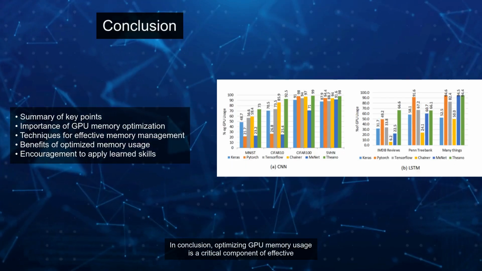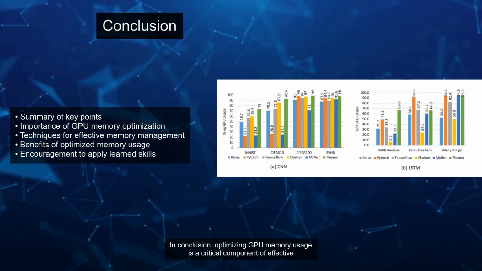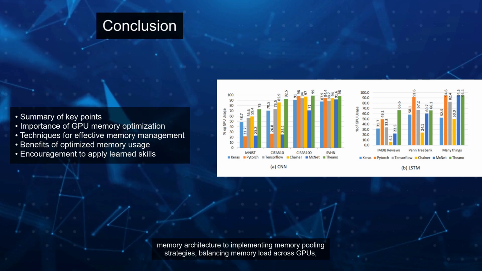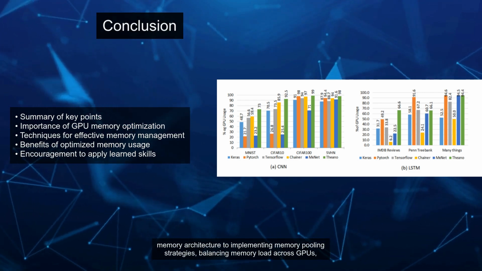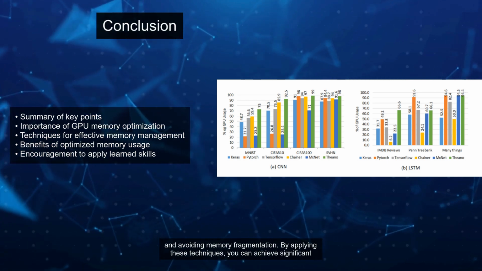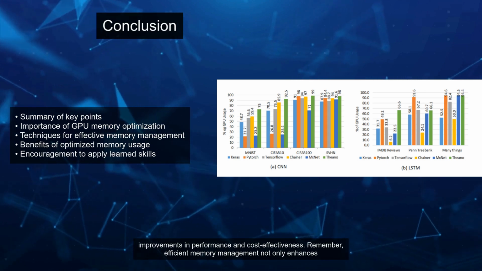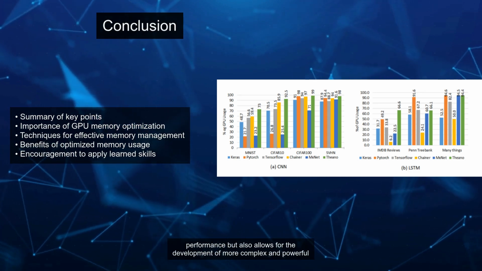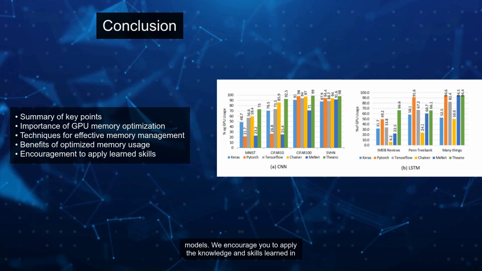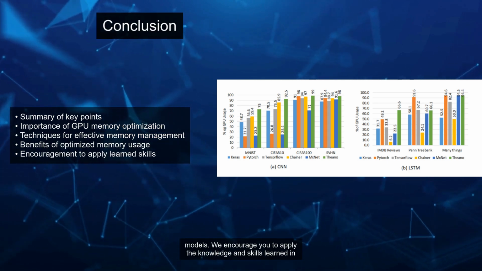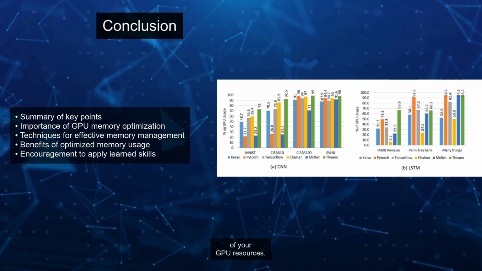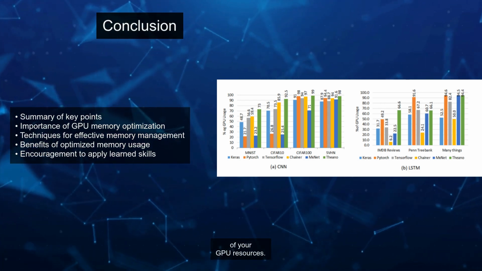In conclusion, optimizing GPU memory usage is a critical component of effective machine learning applications. We've covered a range of topics, from understanding GPU memory architecture to implementing memory pooling strategies, balancing memory load across GPUs, and avoiding memory fragmentation. By applying these techniques, you can achieve significant improvements in performance and cost-effectiveness. Remember, efficient memory management not only enhances performance but also allows for the development of more complex and powerful models. We encourage you to apply the knowledge and skills learned in this video to your own projects, ensuring that you make the most of your GPU resources.